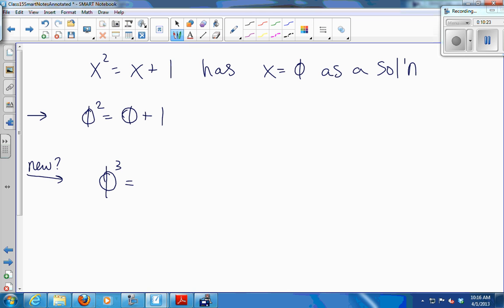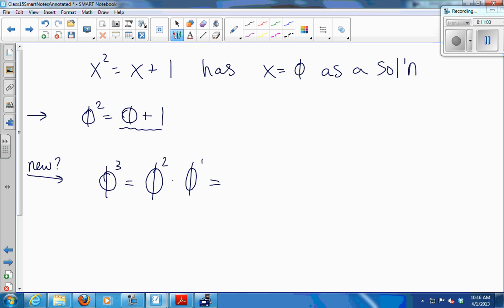So if I wanted to get phi cubed, I could multiply phi squared times phi to the first. Do you agree that that's true? Yeah, because we have like bases, phi, so I would add the exponents, 2 and 1. The reason I wrote it as phi squared times phi is because I know what phi squared is. So I'm going to make a little substitution. I'm going to replace phi squared with phi plus 1 because they're equal. So I can just substitute one for the other.